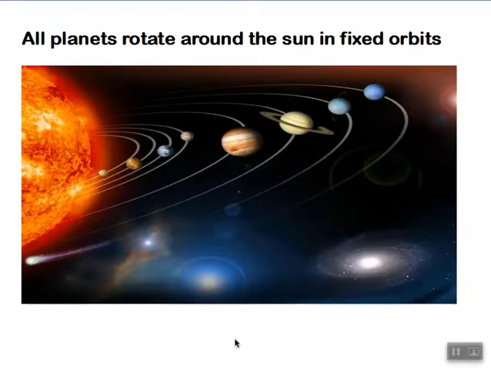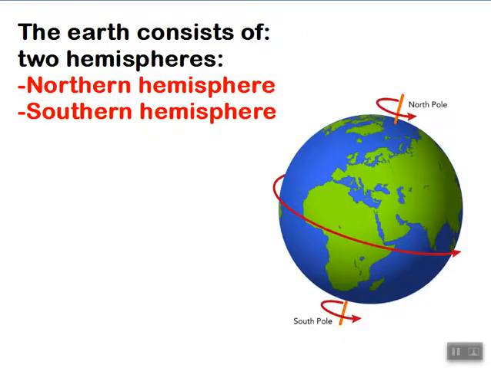In today's lesson, we are going to talk about our planet Earth and its movement, or its rotations. We have 2 types of rotation that the Earth does. But first, we have to know that the Earth consists of 2 halves, known as the hemispheres. The upper one in the north is known as the northern hemisphere, while the lower one is known as the southern hemisphere.